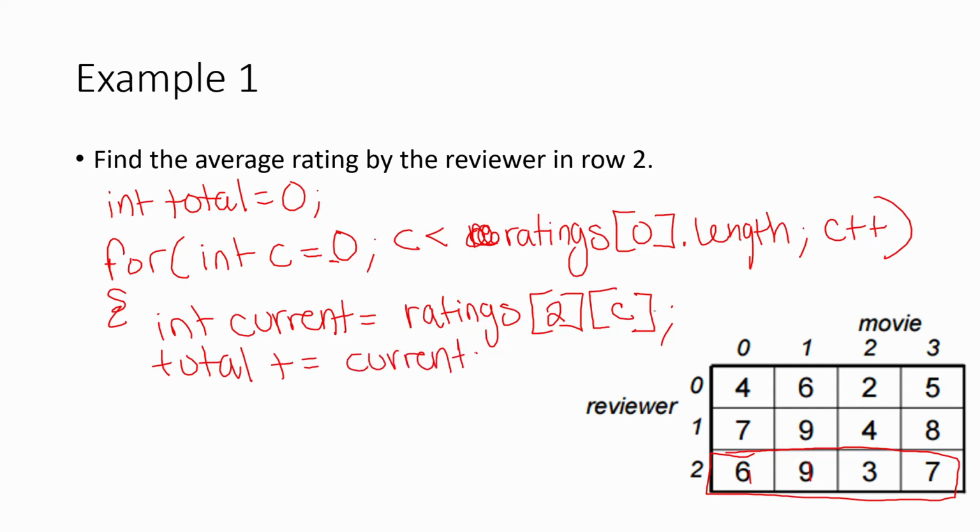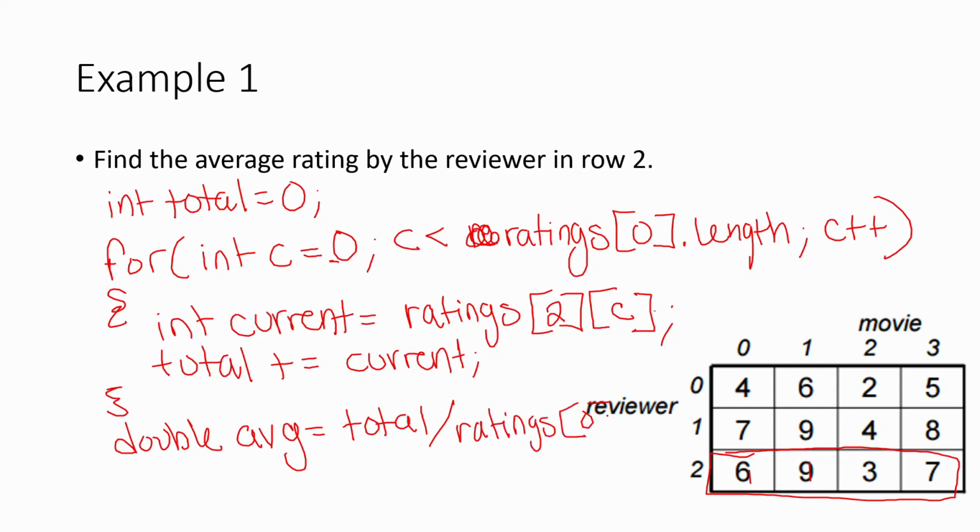Just like that. And then outside of that loop, I'm going to make myself an average, which is going to be total divided by, how do I find how many there are? That would be the number of columns, right? So I'm going to say ratings bracket 0 dot length. And I could even do ratings bracket 2 dot length because they're the same length. They both have the same number of columns, row 0 and row 2.